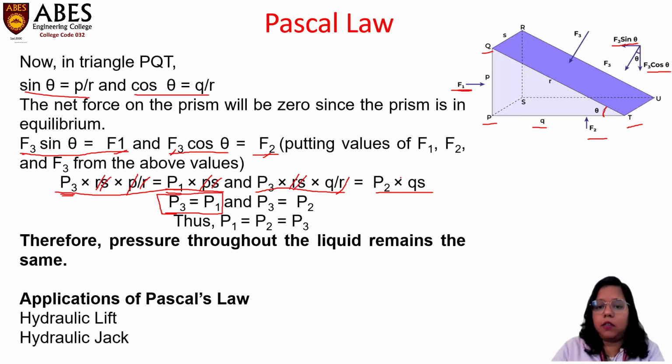Then S is cancelled by this S, and Q is cancelled by this Q. It means P3 is equal to P2. This is P3 and it is equal to P2. Now P3 is equal to P1, and P3 is equal to P2. It means P1 is equal to P2 is equal to P3.